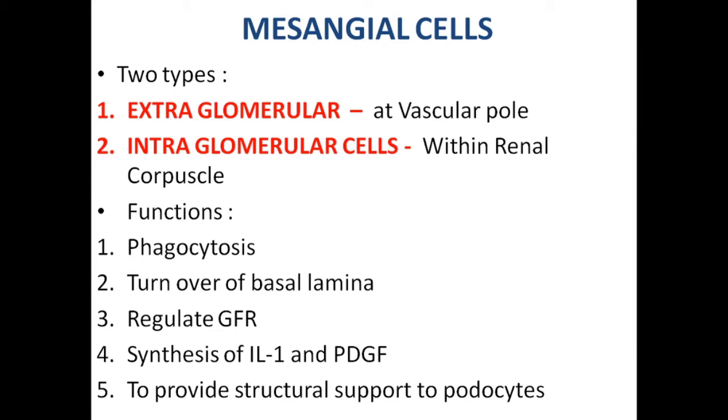The main function of the mesangial cells is phagocytosis. Whatever filtration is taking place at the level of the filtration barrier, if there are harmful molecules going inside, or macrophages, or organisms getting filtered, it catches them and does the phagocytosis. It helps in turnover of the basal lamina. So they act basically as, you can say, stem cells for the turnover of the basal lamina.